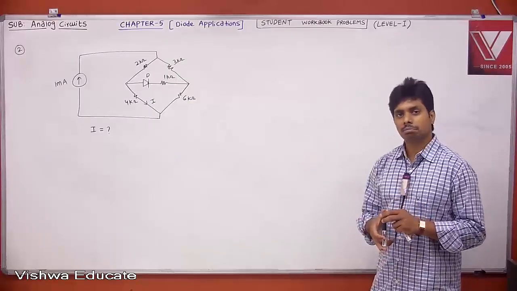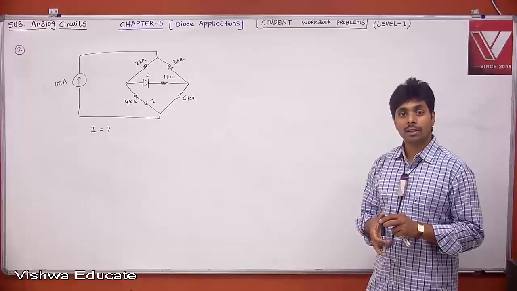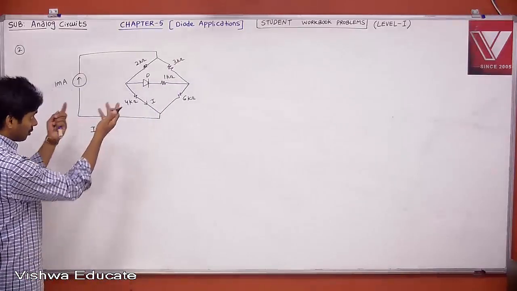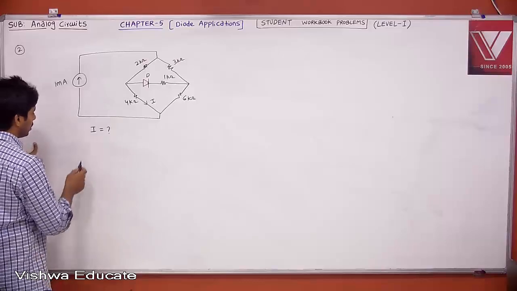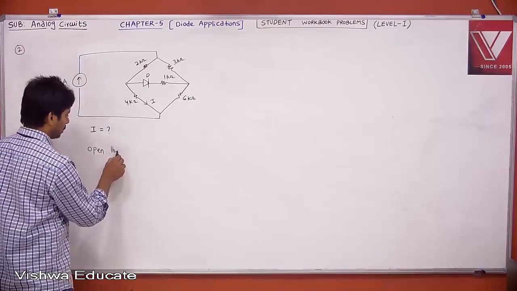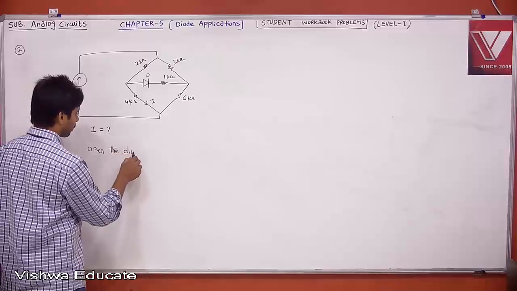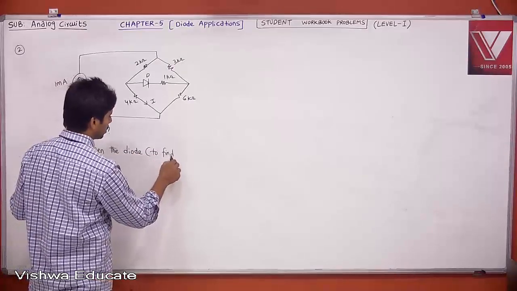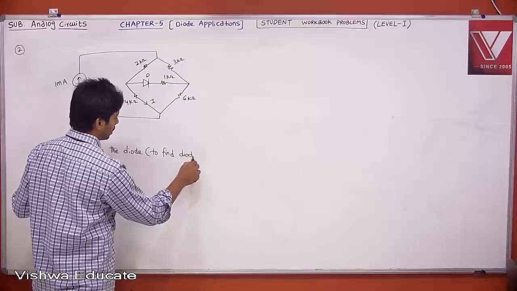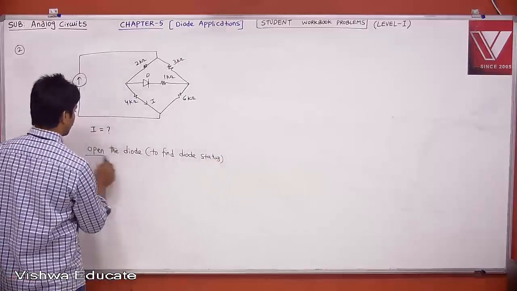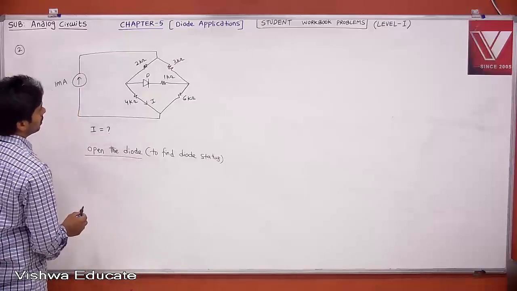But do you know the status of diode? We don't know. Then how to find the status of diode? The technique is not straightforward, therefore we cannot visualize. For that we need to do the procedure, what I told before. Open the diode to find diode status. When you open the diode, what will be our circuit?